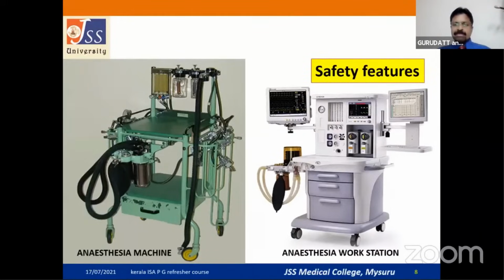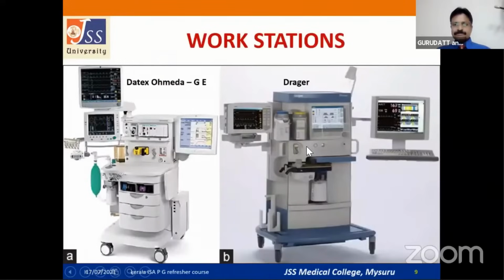Over many years, many safety features have been added, and presently what we have is a foolproof anesthesia workstation with many, many safety features. These safety features were required mainly to prevent a hypoxic mixture being delivered to the patients. So that's the most important difference between a machine and a workstation: the machine hardly has any safety features, whereas the workstation is full of safety features.